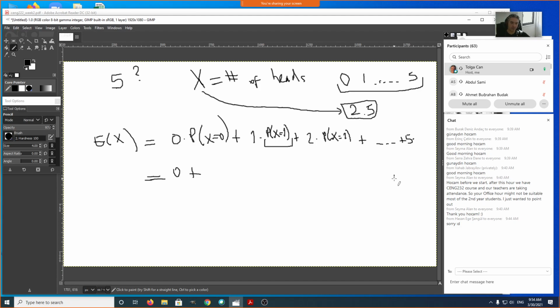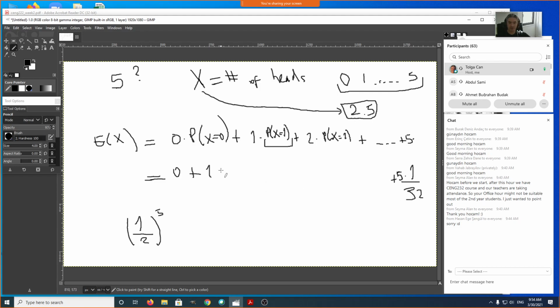And for 5, what is the probability that we're going to get 5 heads? It's going to be 1 over 2 to the power 5, all of them being heads. If all outcomes are equally likely, 5 heads can be obtained from a single outcome, with an associated probability of 1 over 32. Okay, so 5 times 1 over 32.